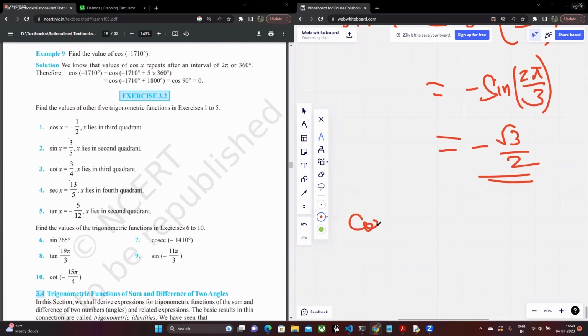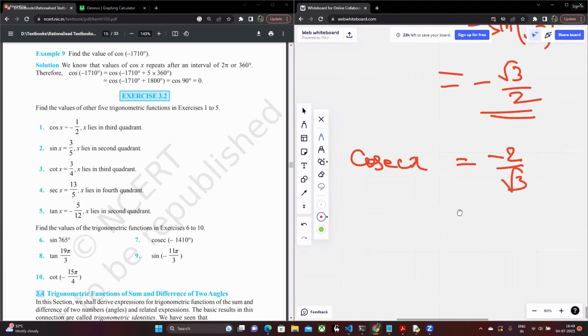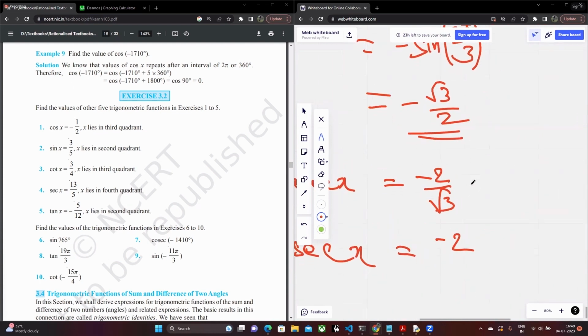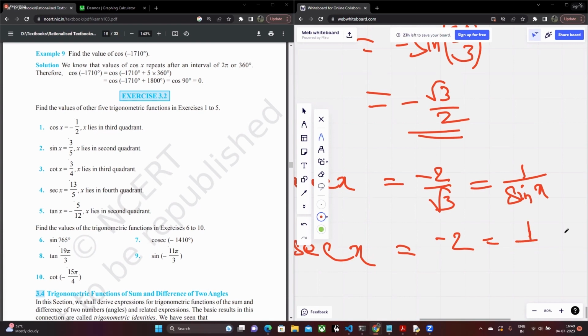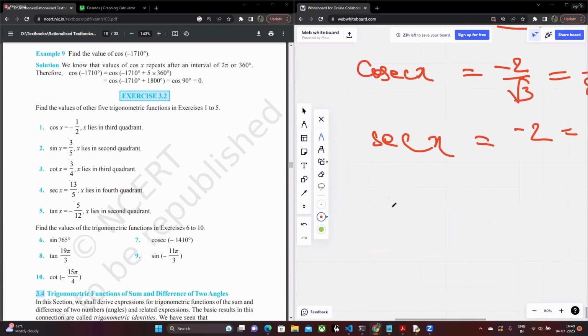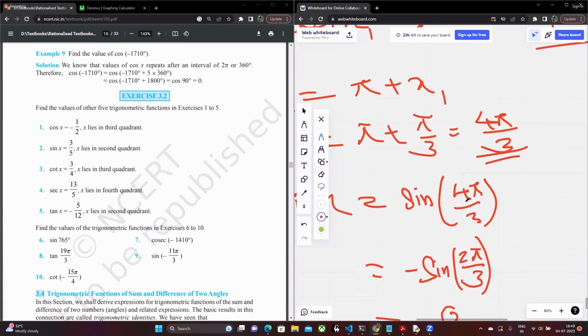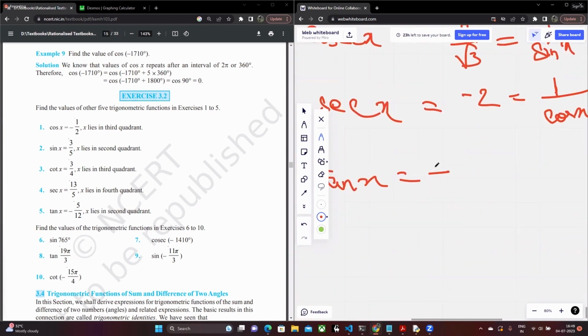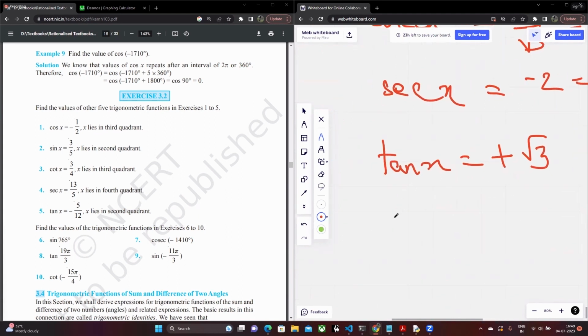From this, I can get the value of cosecant x, that is going to be minus 2 by root 3. I can get the value of secant x, that is going to be minus 2, because this is 1 by sin x, and this is 1 by cos x. You should know this. Finally, tan x is sin by cos, that is minus root 3 by 2 divided by minus 1 by 2. That is going to be plus root 3. And cot x is going to be equal to 1 by root 3.